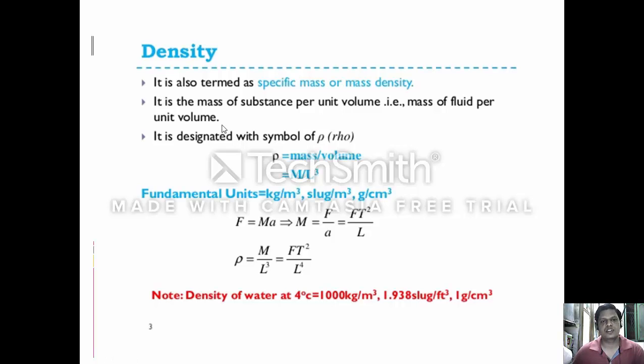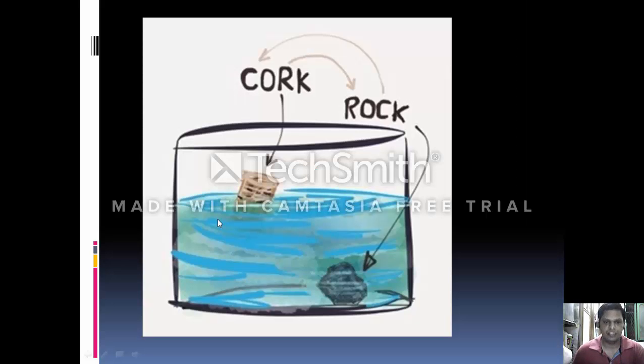It is designated by rho, that is mass by volume, that is M by L cube. You can see here the density of water is 1000 kg per meter cube. You can see in this figure, if you take water in a beaker and throw in a cork and then a rock into that water, what will happen? The rock will sink. Why? Because the rock is denser than the cork.